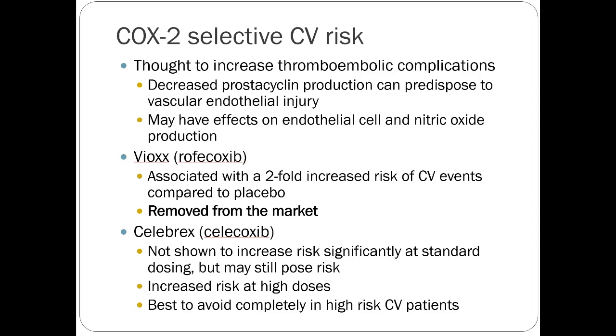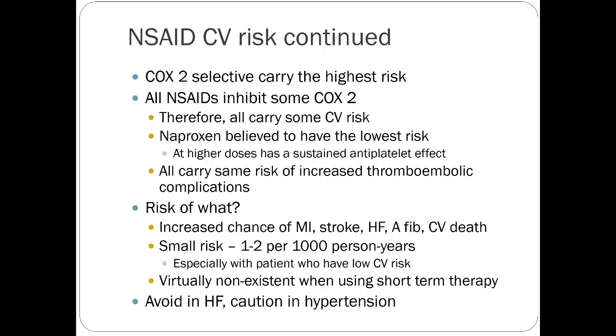If there's high CV risk, if they have family history or something like that, that's a discussion you could have with the patient, but I would probably recommend erring on the side of not using them in patients who have high CV risk. All right, so the COX-2 selective or COX-2 heavy ones carry the highest risk. However, we talked about all NSAIDs inhibit some form of COX-2, right? That's how they give their analgesic response. So every NSAID technically has a risk.